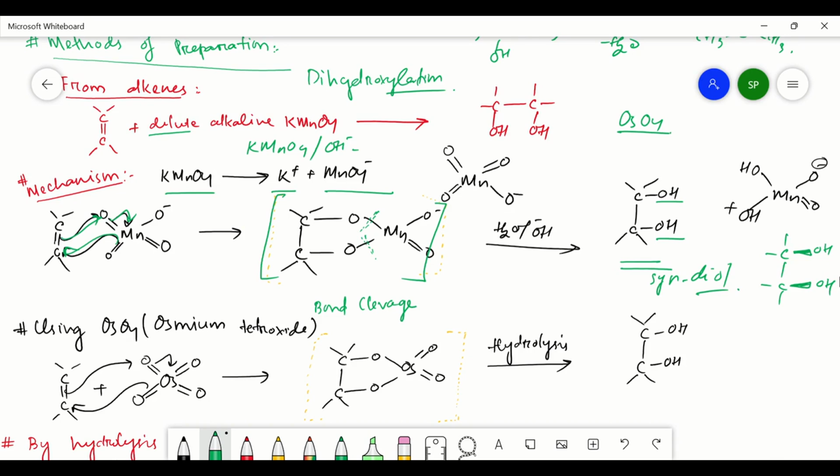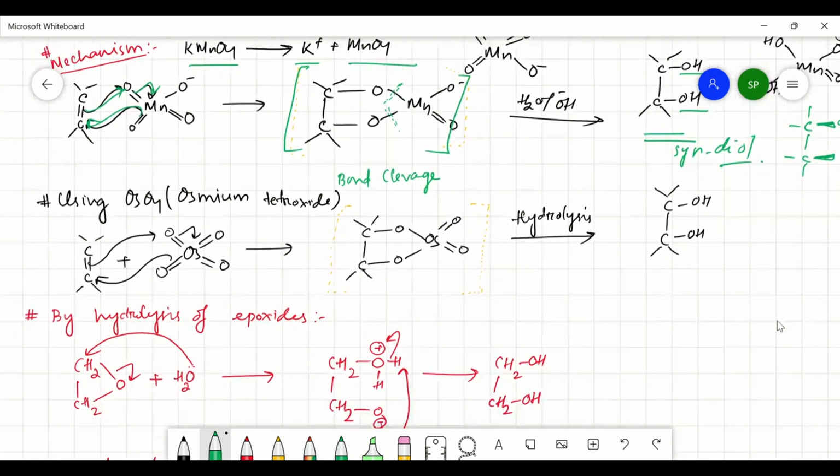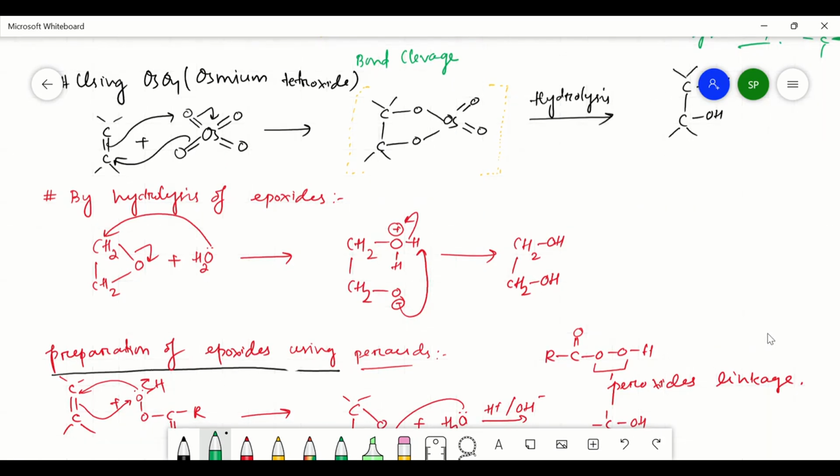Another dihydroxylating agent that is used is osmium tetroxide, OsO4. This is also similar to basic or alkaline potassium permanganate. In this also, the double bond from carbon attacks oxygen, oxygen transfers electrons to osmium, and then another osmium-oxygen double bond breaks down and attacks the second carbon atom. There is formation of this type of intermediate, and on hydrolysis there will be breakage of the bond from here, and there will be production of diol. This is also syn dihydroxylation.